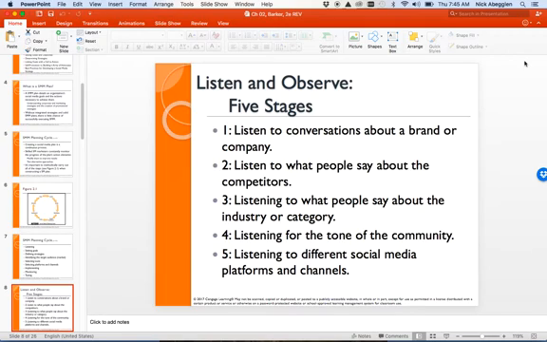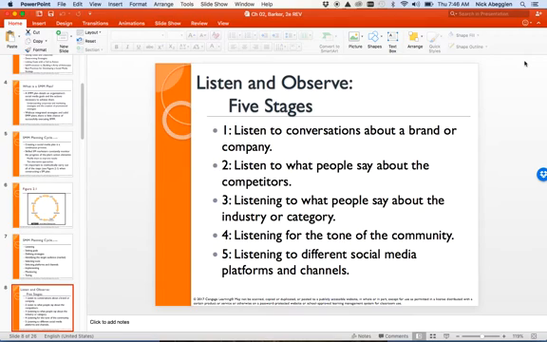So listening to what people say about an industry or category. So this is a broader scale. This is the overall industry. So understanding the conversations taking place around a certain industry will help gauge what people are interested in and frequently talk about. So it's easier for the business to customize their message regarding what that industry is.